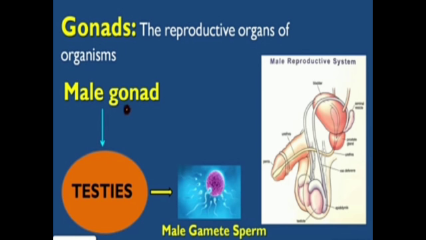The male gonad is the testis. This is the male reproductive system. In this, the pink colored part is the important one. As you can see, it is the testis, which is the male gonad. We can say it is a pair of testes. This testis produces the male gamete, which is the sperm, and this male gamete is used for fusion. So gonads are the reproductive organs. The male gonad is the testis, and it produces the male gamete, that is sperm.